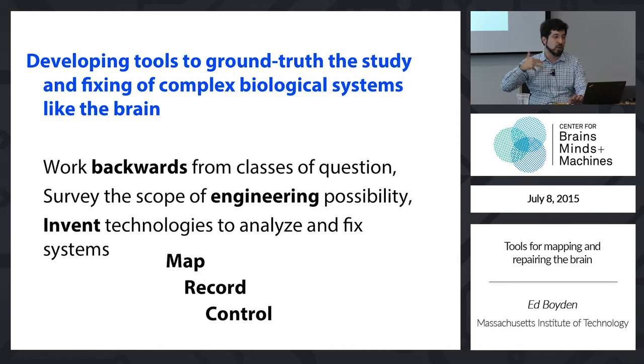So in our group, our approach is really to think about how do we work backwards from the vastly different spatial and temporal scales that need to be understood to understand brain operation, which are the big classes of question we think about. And then we survey all of engineering, chemistry, photonics, microfabrication, you name it. And then, and only then, do we start actually inventing tools to analyze and fix brain circuits. And so today I want to tell you three short stories, one on mapping the brain, one on recording the dynamics of the brain, and one on controlling the dynamics of the brain, and how these tools work and how they're being applied, sometimes at very early stages, to try to reveal the substrates of computation, such as those that can implement intelligent behavior.